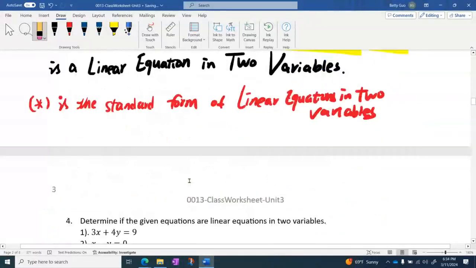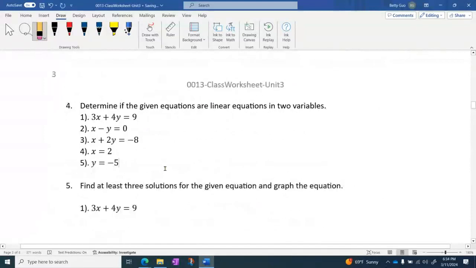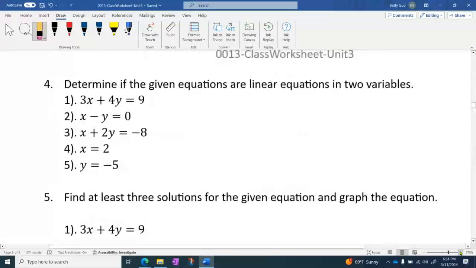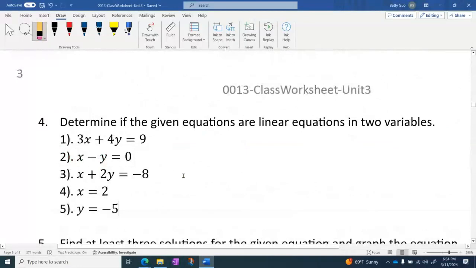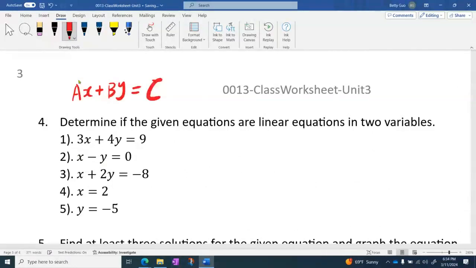Let's use the definition to determine if the given equation is a linear equation in two variables or not. The best way to reinforce the concept we have just learned is to use it. You remember the definition? We're going to use that to determine if the given equations below are linear equations in two variables or not. Let me remind you, anything which can be written in this form, called the standard form, is a linear equation in two variables. I'm repeatedly saying the name of the concept, linear equation in two variables, because you want to remember the name as well. So here, a and b are not both zeros. All right, the first one.